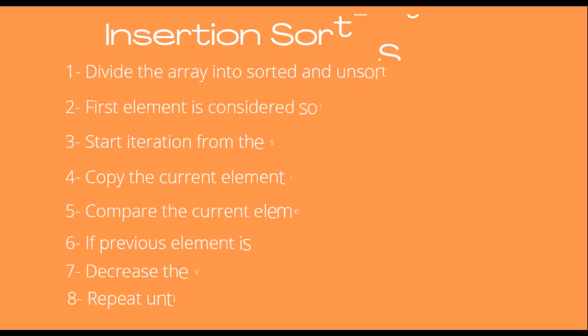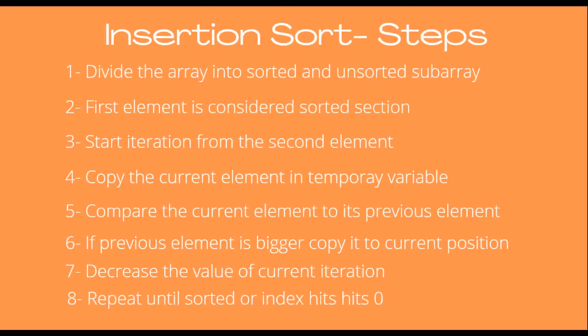In the insertion sort algorithm, we have the following steps to sort an unsorted array. First of all, we start by dividing the array into sorted and unsorted subarrays. The first element is the only element in the sorted section, the rest is unsorted. That's why we start iterating from the second element.